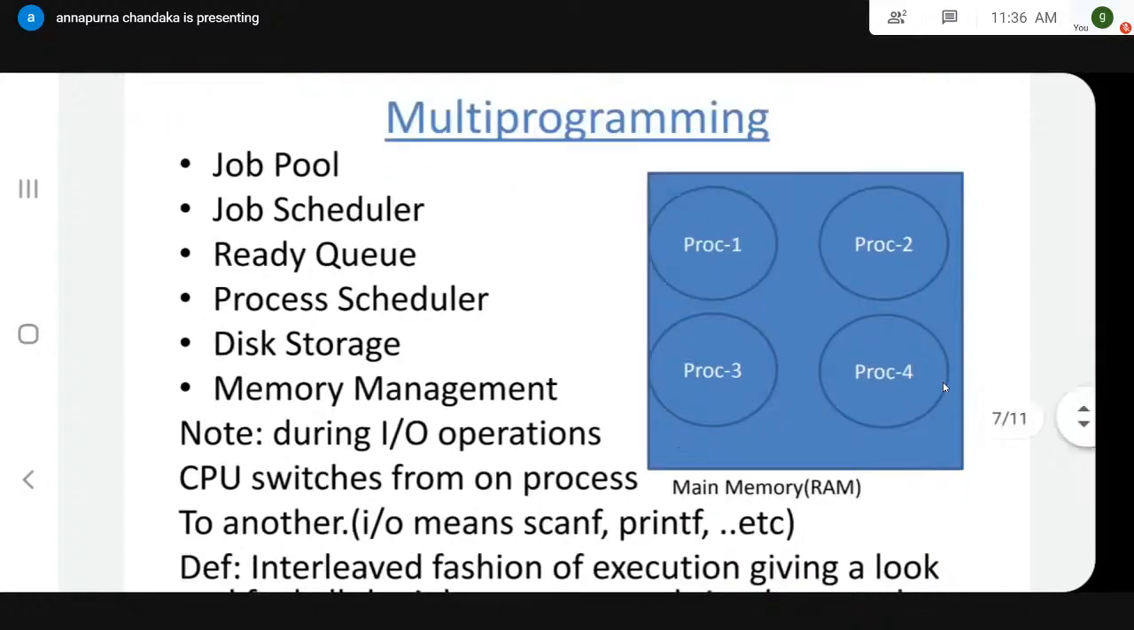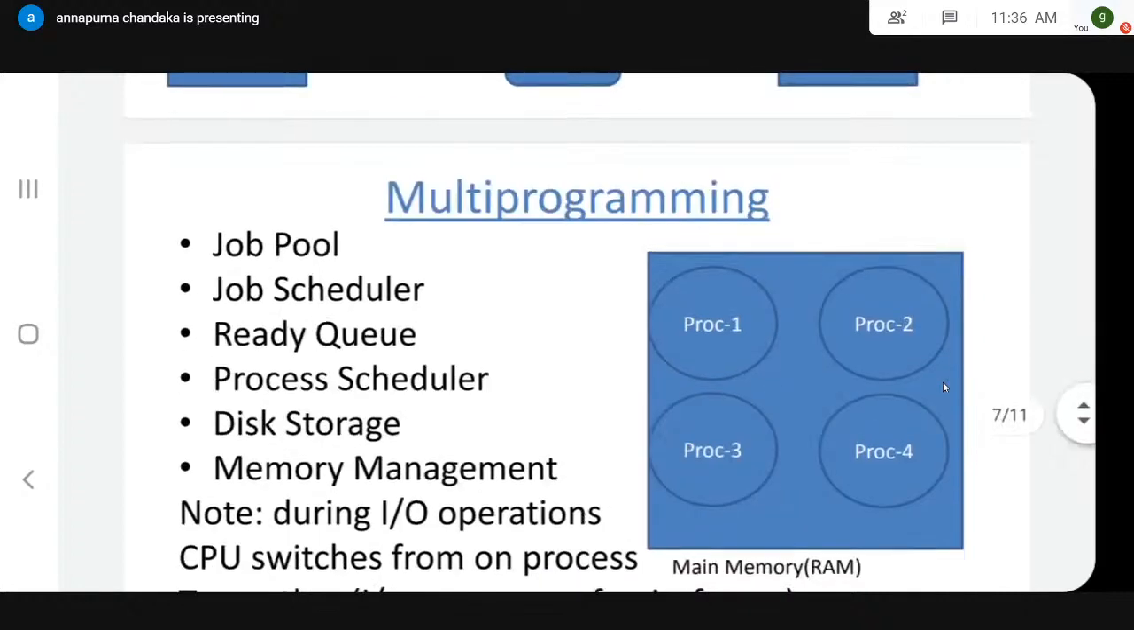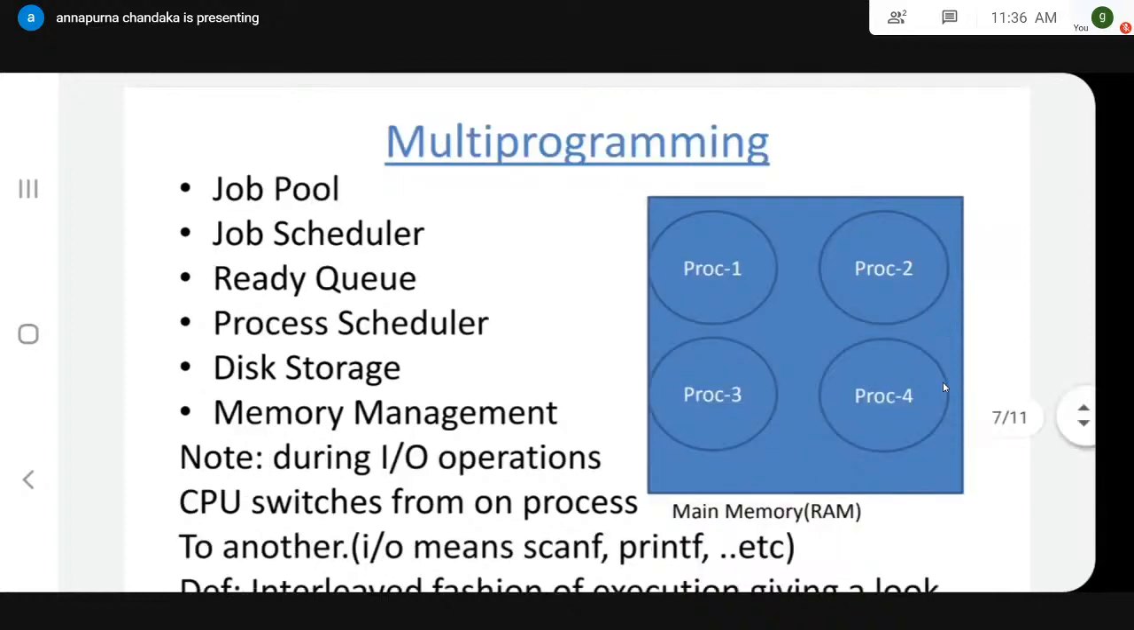But your CPU does not have the capability of executing all the jobs in the queue at the same time. The CPU can execute only one job at a time. Then, among all these 4 jobs in memory, which job is going to be executed first is decided by the process scheduler.